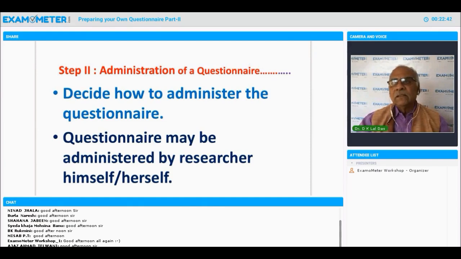But I'll remind you that you should have questions at a higher level of measurement. Yesterday, I emphatically informed all the participants, all the researchers, if you want quality results, precise results, work for a higher level of measurement. The questions of interval level or ratio level at least.